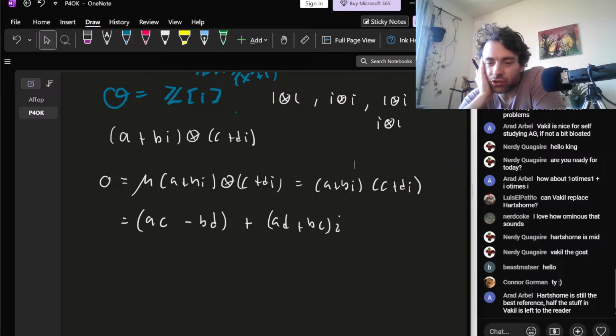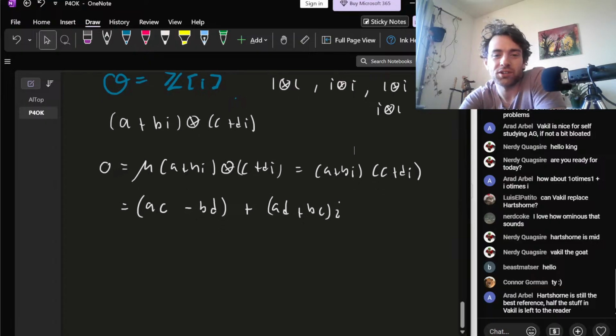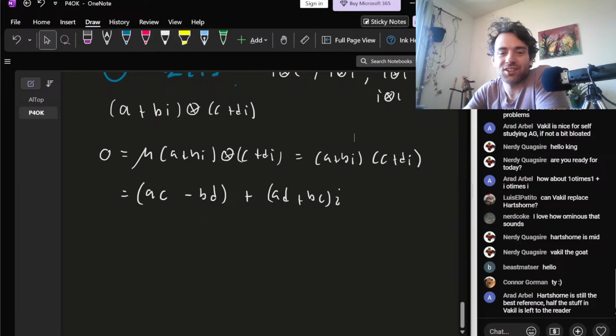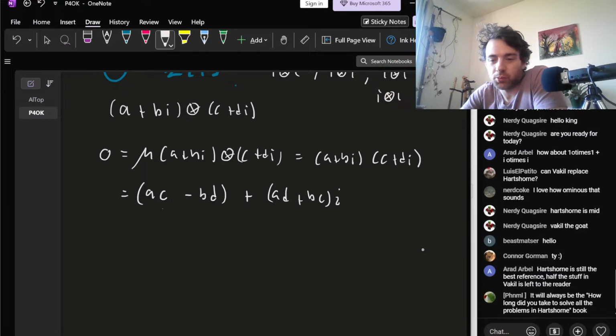Yeah, I mean that is true. That is true. Yeah, Vakil maybe leaves more stuff to the reader than Hartshorne, although Hartshorne doesn't not leave things to the reader. And some exercises, at the time of printing at least, were unsolved. But that's maybe what makes it even better.